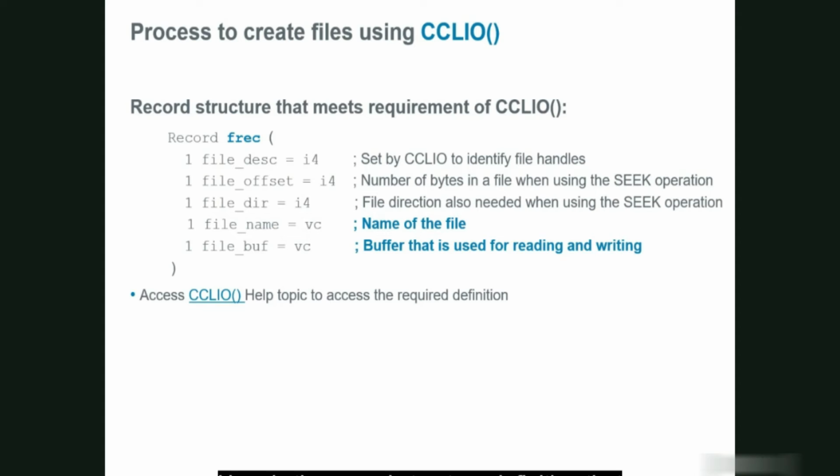Here is the record structure definition that meets the requirement of CCL IO. The record structure can be named differently, but the contents must be the same. Most people copy this exact definition from the documentation for CCL IO and use it as it is. There are two items that we will use in this record structure definition to write a file. First is the file name element, which allows us to provide the name of the file. The second is the file buff element that will be the buffer used for reading and writing. Let's break down the steps necessary to write data to a file using CCL IO.